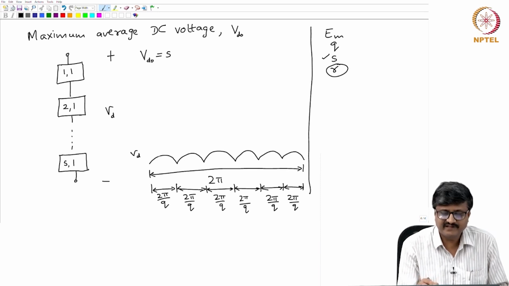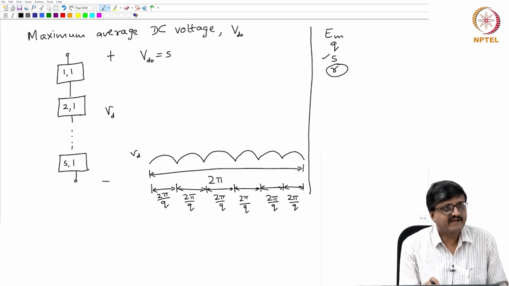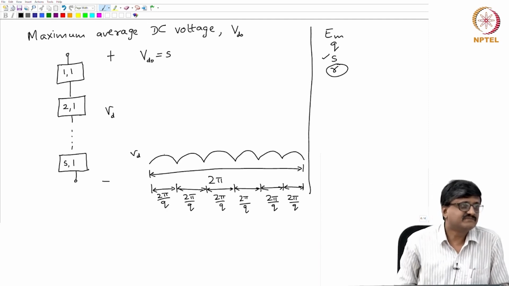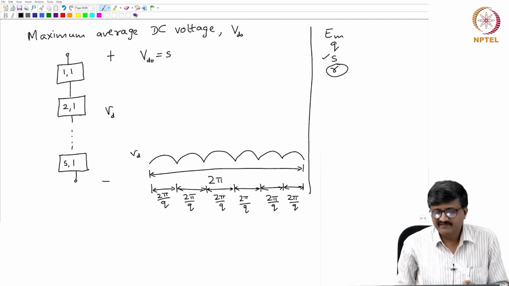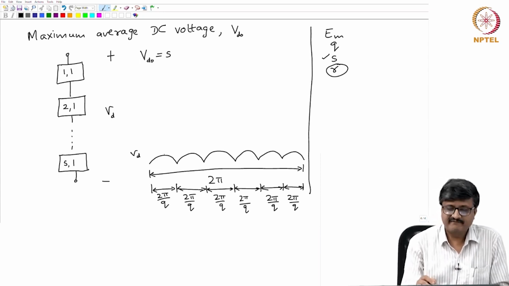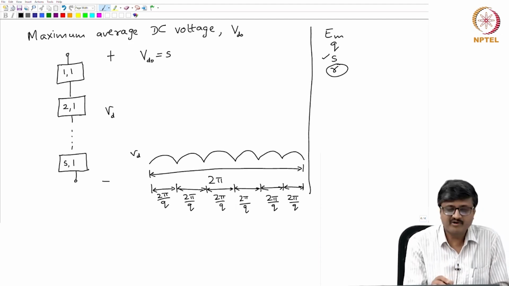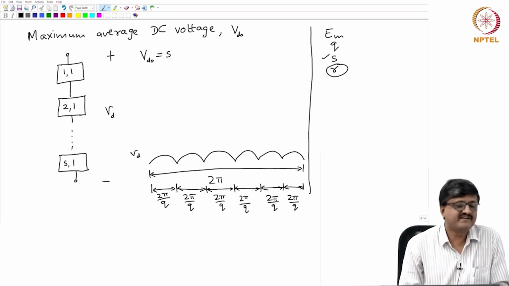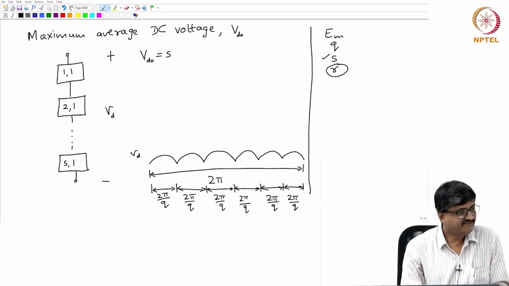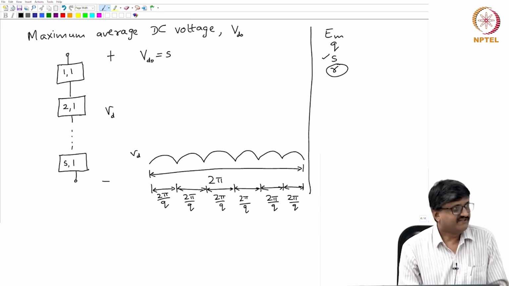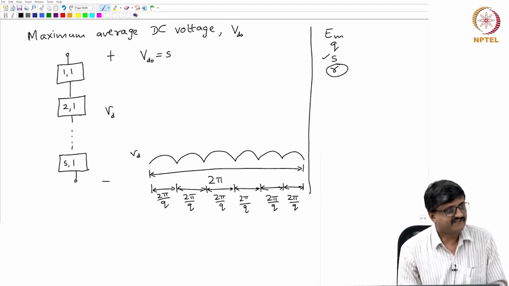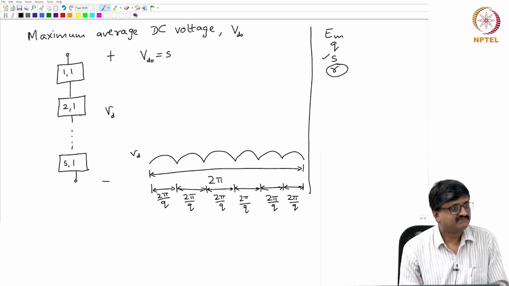So the peak of the sinusoidal voltage which is appearing anywhere is having a peak value at the midpoint. Now, this is the case for maximum. The waveform may be different if I am not interested in maximum. I am only interested in the maximum average DC voltage. So, if this is the condition, how to get the average? We will integrate over 0 to pi by q.